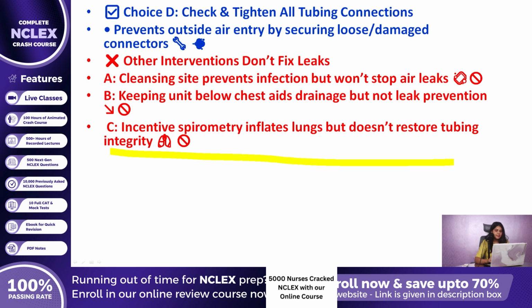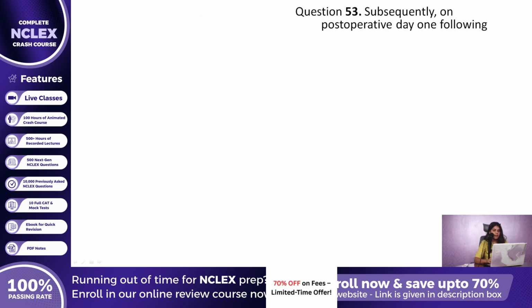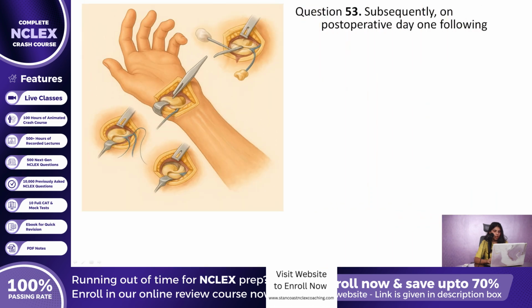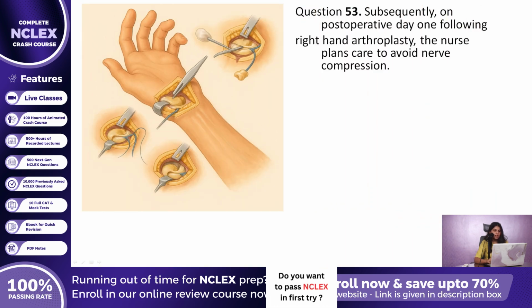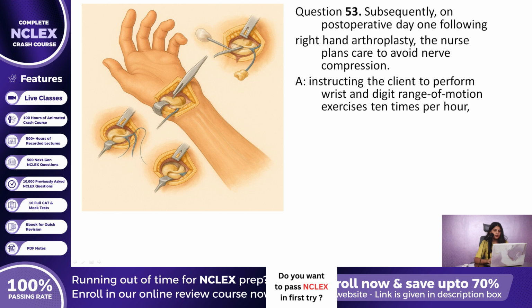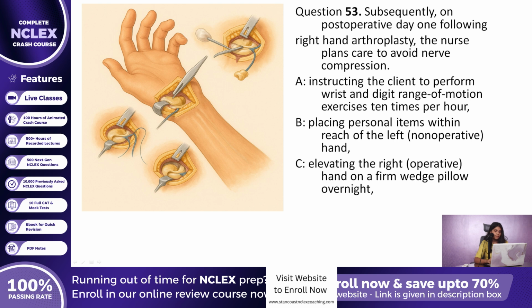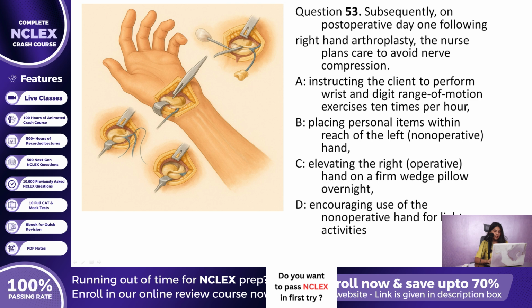Question 53. Subsequently, on post-operative day 1 following a right-hand arthroplasty, the nurse plans care to avoid nerve compression. The options are A. Instructing the client to perform wrist and digit range of motion exercises 10 times per hour. B. Placing personal items within reach of the left, non-operative hand. C. Elevating the right, operative hand on a firm wedge pillow overnight. Or D. Encouraging use of the non-operative hand for light activities.